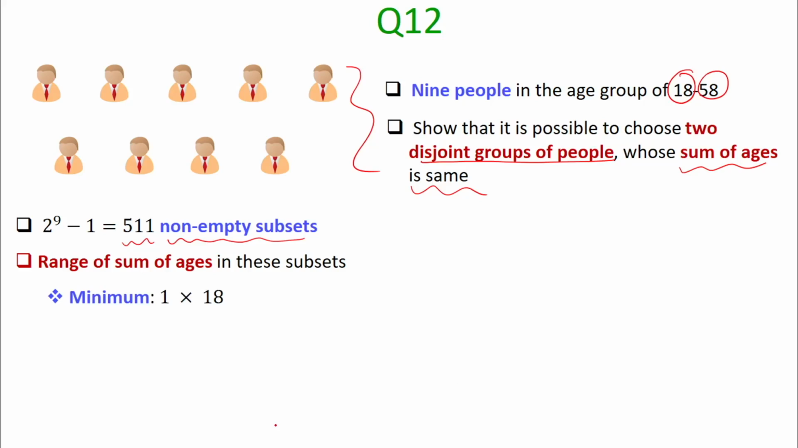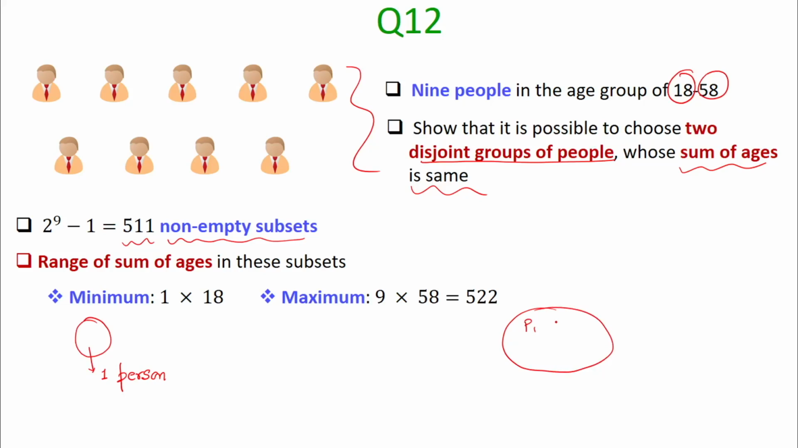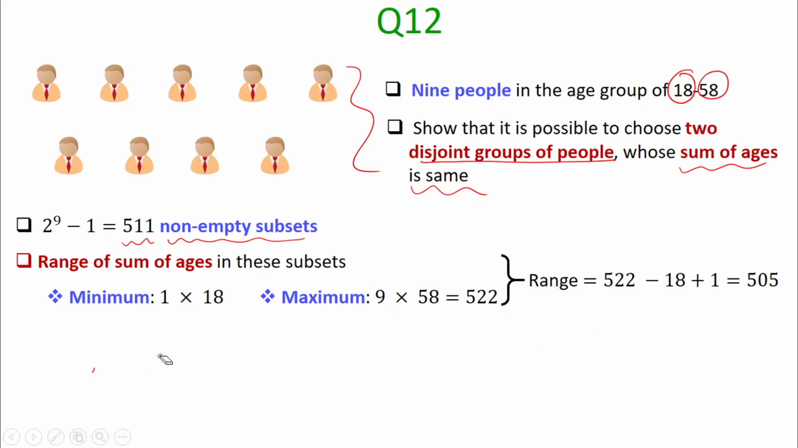The minimum age that a subset, if I consider the minimum sum of ages possible in a group, it could be 18. This is possible only when I have a group just consisting of one person, and that person has age 18. That's a minimum possible sum. Whereas the maximum possible sum can occur when in my group I have all the 9 people, person 1, person 2 and up to person 9, and each of them has age 58. That's the maximum possible value of sum of the ages in a group picked from 9 people, right? That means the range of possible sums here is 505.